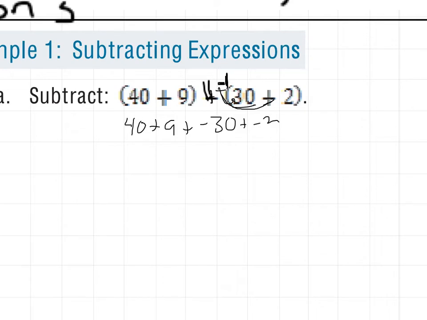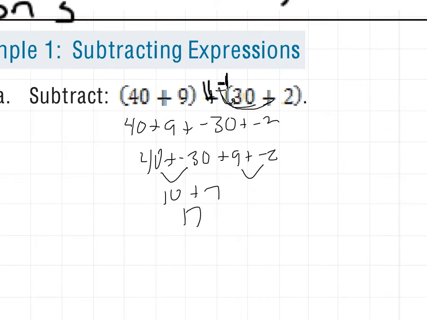I'm going to rearrange this just because it makes it easier for me, because this is going to give me all positive numbers. I can quickly check this one. This is 10. Quickly do this one. This is 7. 10 plus 7 is 17. So sometimes using the commutative property can really be helpful.